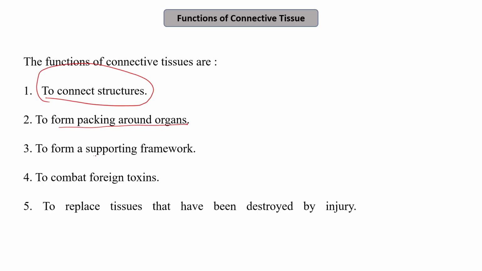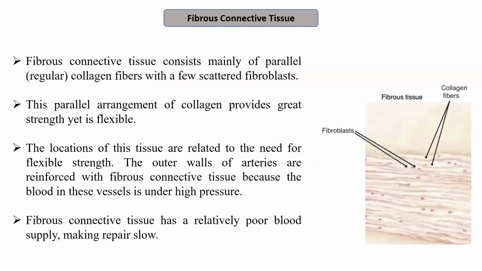It also forms a supporting framework, and combats foreign toxins, for example through the production of antibodies. So the antigen-antibody reaction helps in dealing with the antigens or the different foreign bodies, and it replaces tissues that have been destroyed by injury. So these are the basic functions of the connective tissue present inside an animal.